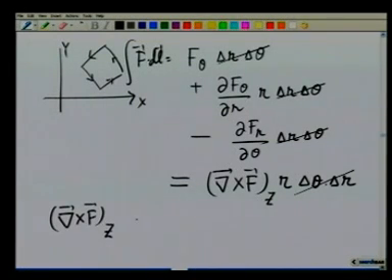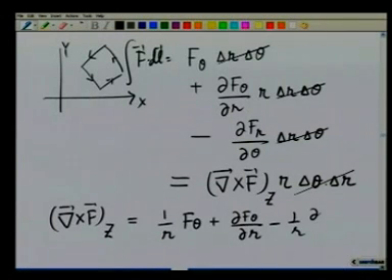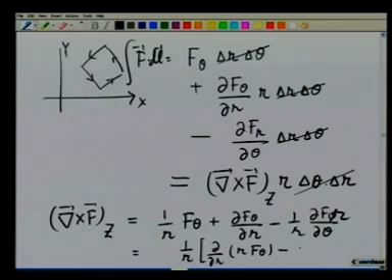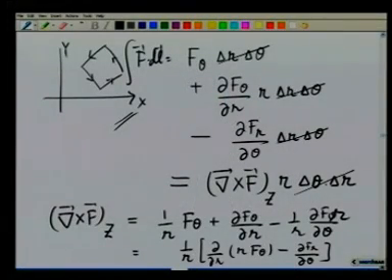In the z direction in terms of polar coordinates, this comes out to be 1/r f_θ plus ∂f_θ/∂r minus 1/r ∂f_r/∂θ, which in short I can write as 1/r [∂(r f_θ)/∂r minus ∂f_r/∂θ]. So, you see, I have been able to derive, using the basic definition, the curl in a different coordinate system, and use the basic theorem of this. This is just to give you a feeling for these quantities. You will obviously be using the advanced version of these more and more in your coming courses in electrodynamics, advanced mechanics, and so on.